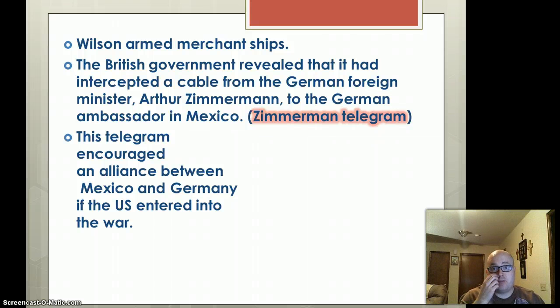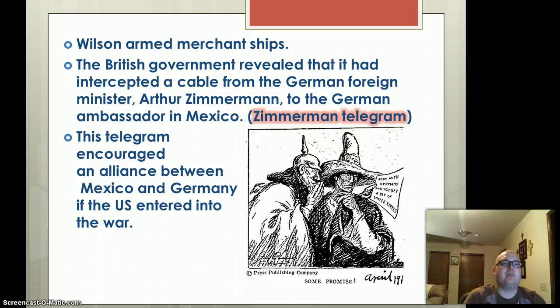And the British government is going to reveal something called the Zimmerman telegram. Now, we don't really know if this was a real telegram or something that Britain made up to entice us into the war, but all we do know is that this really did change some minds about getting into this war.